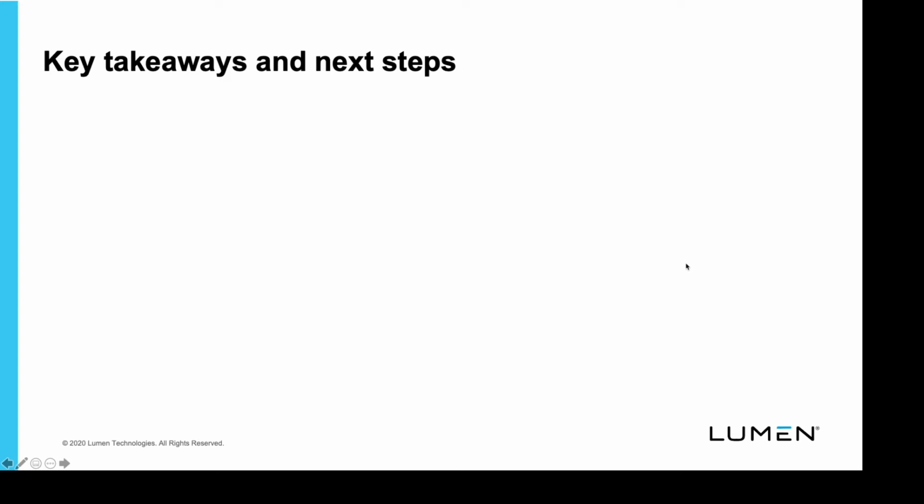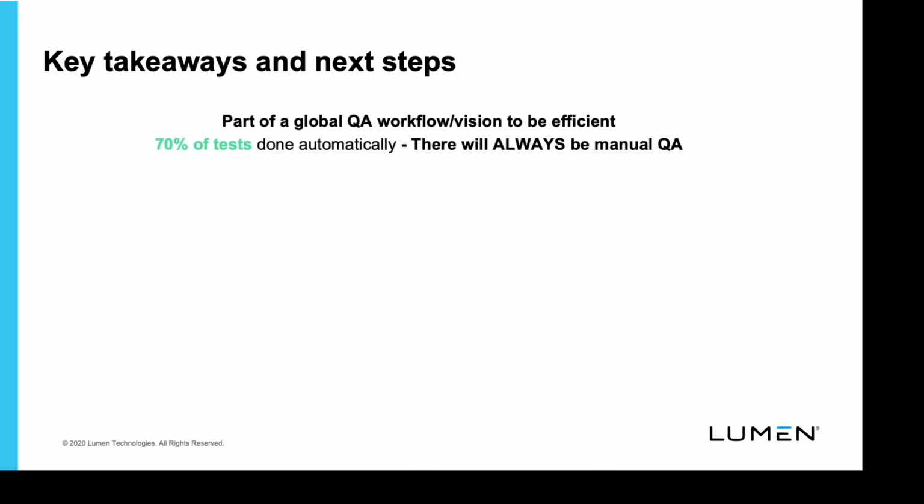So I hope that now you have a better understanding of how everything is working and how all the pieces work together. I would like to emphasize that this is part of a global QA workflow or global QA vision, and it needs to be within a global vision to be efficient. So non-regression tests and automation are a great way to gain confidence, but you also need other ways to gain this confidence, such as A/B testing, canary releases, unit tests. The nice number we like to communicate is that around 70% of the tests are done automatically, and we hope to increase this number more and more.